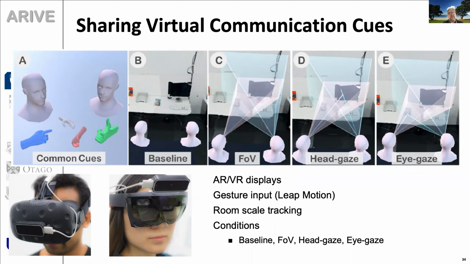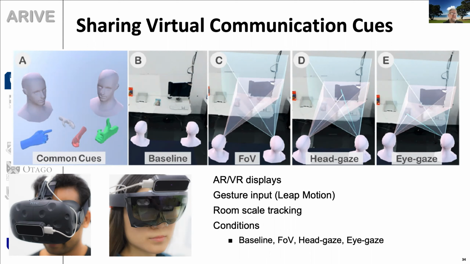And then there are other cues you can provide as well. So D shows a head pointing ray, that blue line, and E shows eye tracking and using an eye gaze ray. So the hypothesis was that not only would you want to know where the person's head is facing, you want to know where they're actually looking as well.